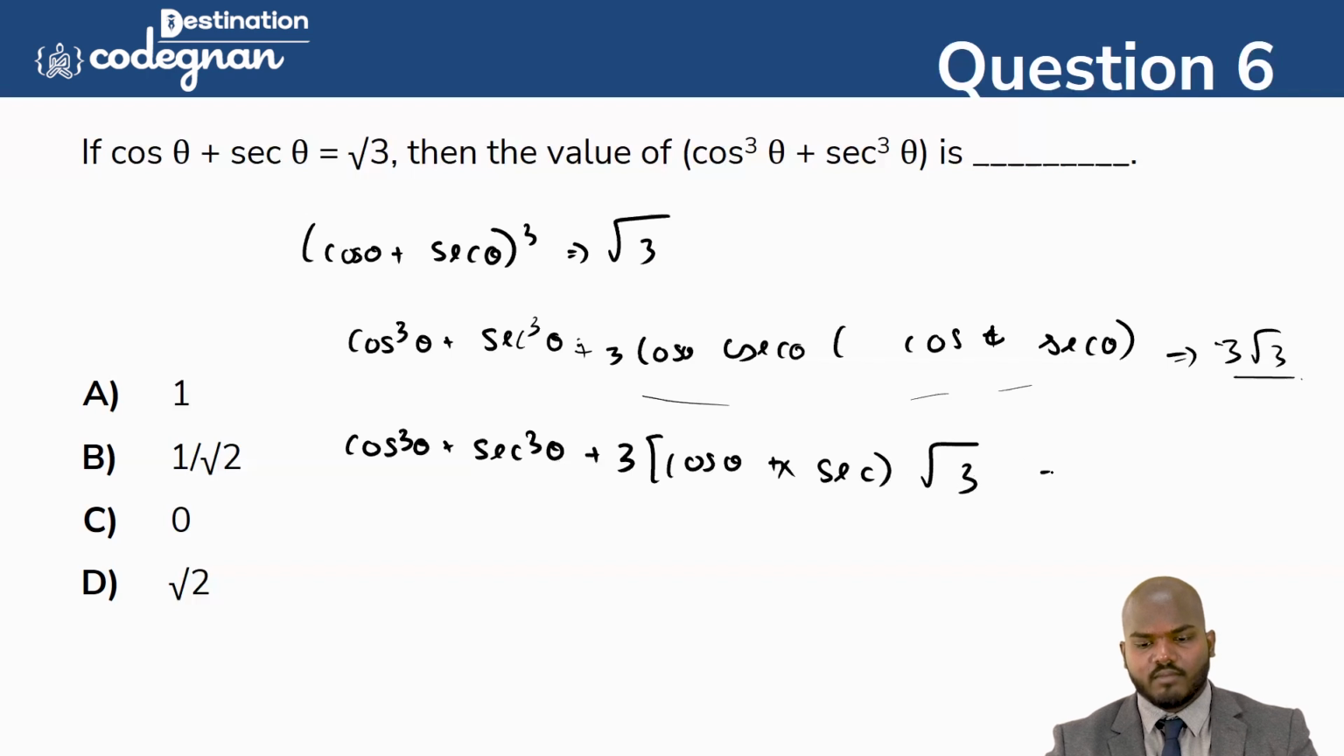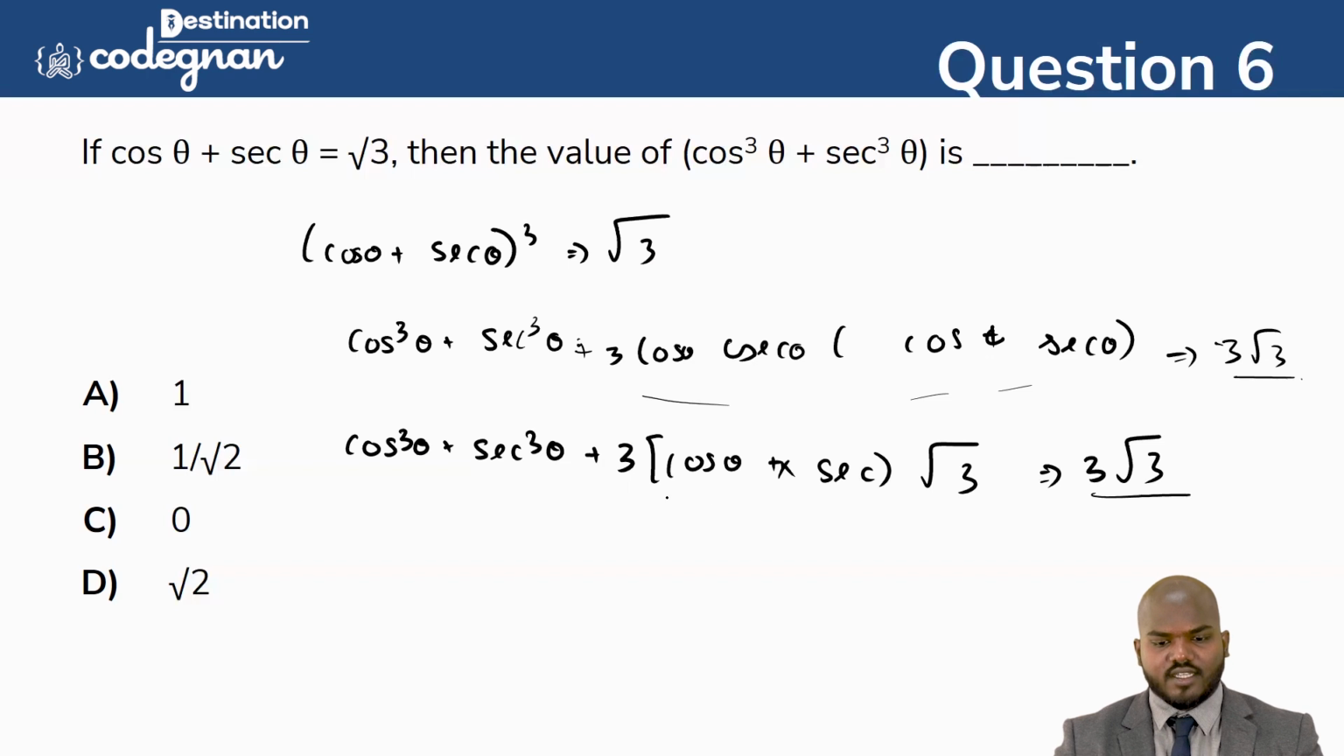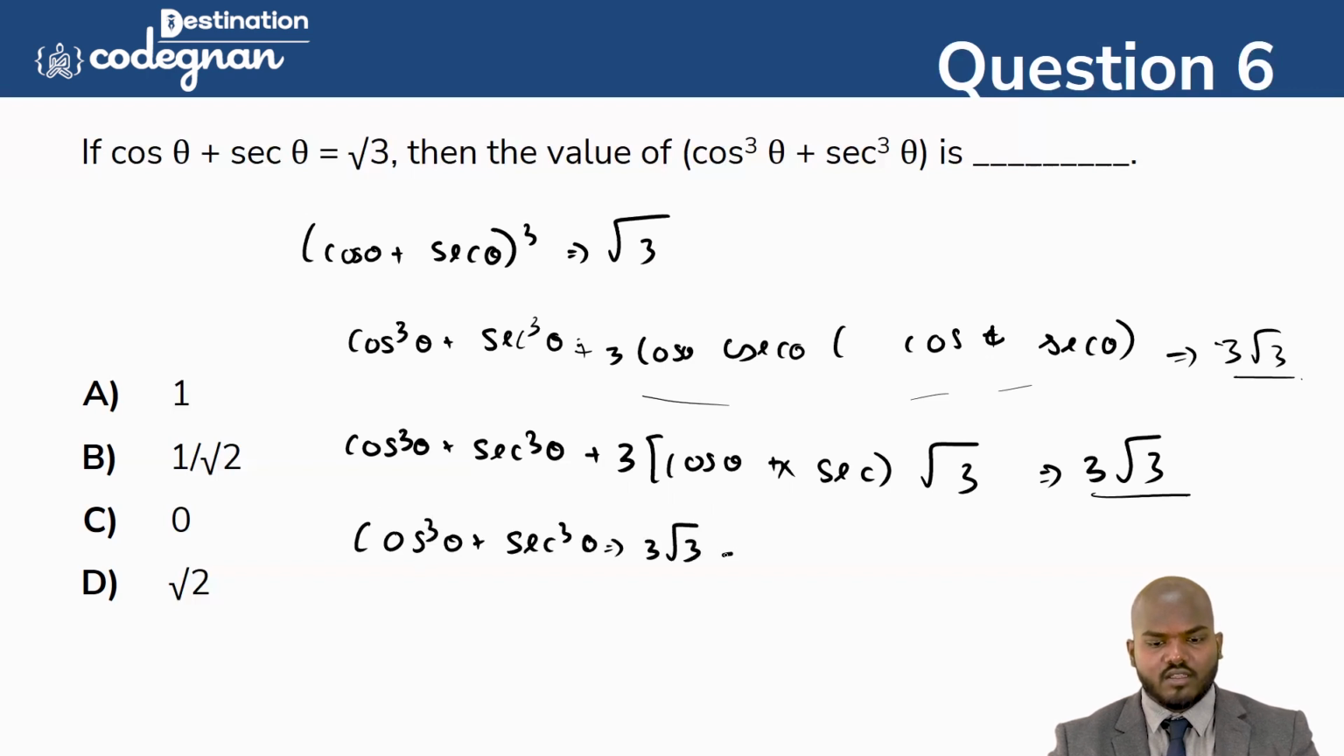So this value will become root 3 here, and on the right side you have 3 root 3. So cos theta and secant theta, if we take their product, we can call it 1. So if you deal with the 1 there, you can write cos cube theta plus secant cube theta is equal to 3 root 3. So minus 3 root 3, you can call it up. So this will give you the value of what?